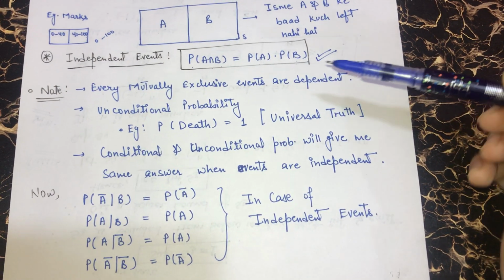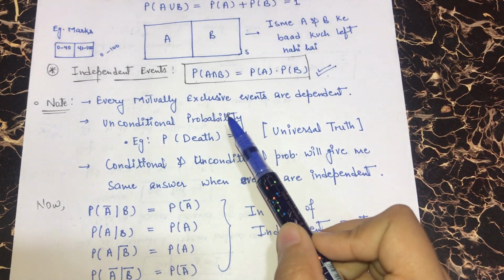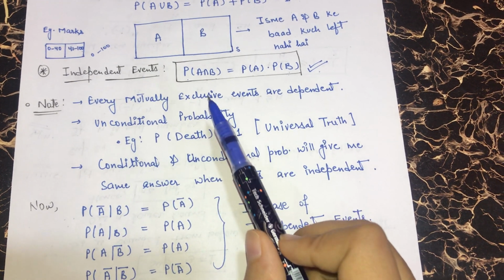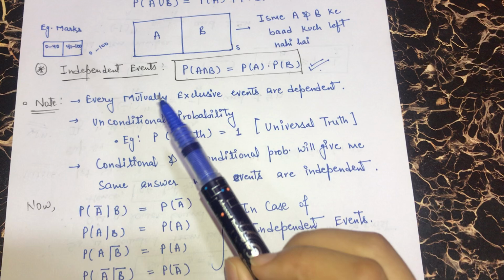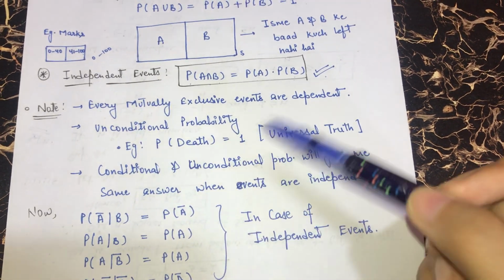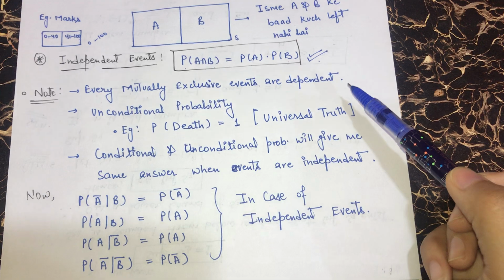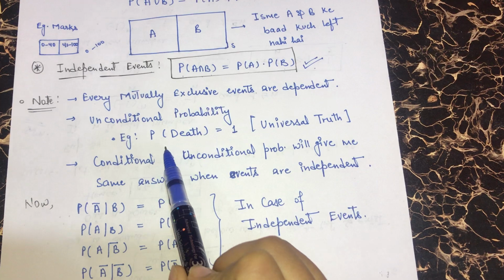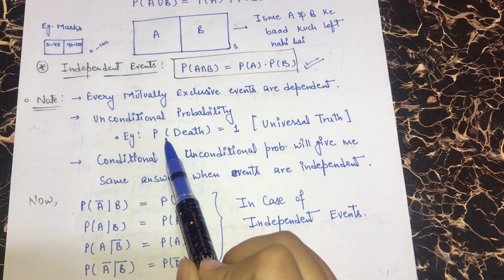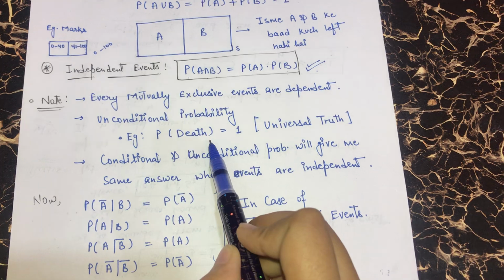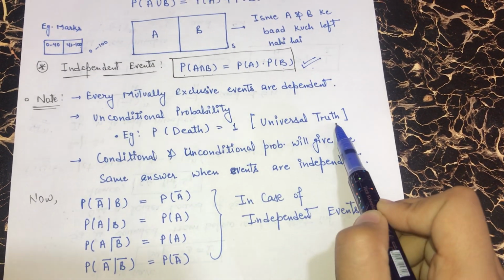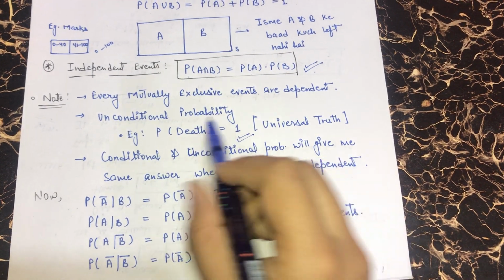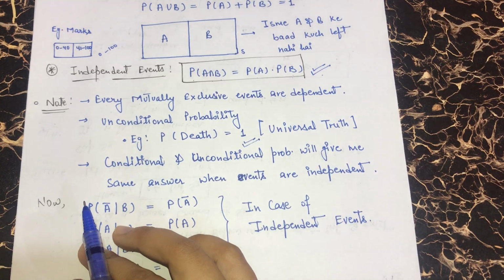Second point I have is unconditional probability. In part 2 I have taught you conditional probability, in which I talked about the probability of A given that B has already occurred. I have also given you a formula for that. So here we are talking about unconditional probability. The perfect example that will explain this is the probability of death. We all know death is a universal truth, and the probability of death is 1, which is the perfect example to define an unconditional probability.